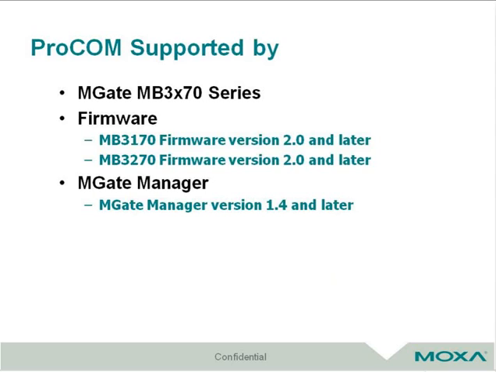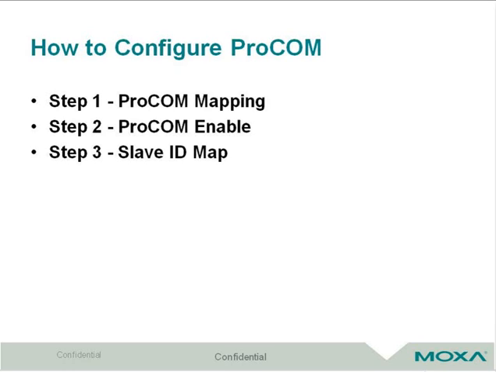ProCOM is supported by the advanced MGate MB3000 Series. Firmware version should be version 2.0 and later. MGate Manager version should be version 1.4 and later. This is a convenient function and also easy to configure. There are only 3 steps to set it up. Step 1, ProCOM mapping. Step 2, ProCOM enable.